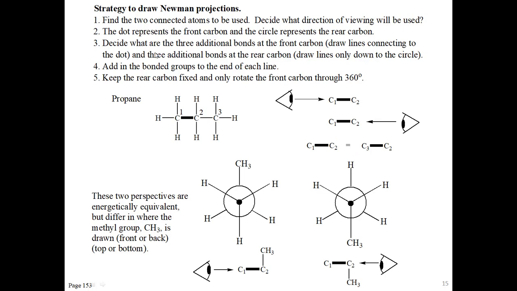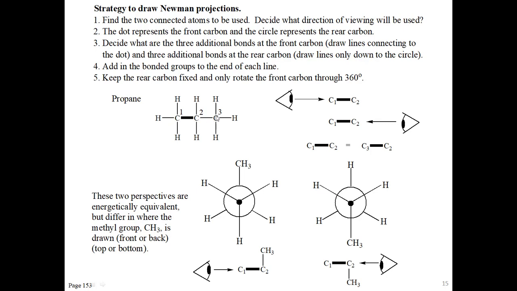Okay, we're going to make our Newman projection a little more complicated now. We're going to add in another carbon. So now instead of ethane, we have propane. We still have to look down 2 attached carbons. Okay, so I have here this bolded line to tell me that I'm looking at between 1 and 2.